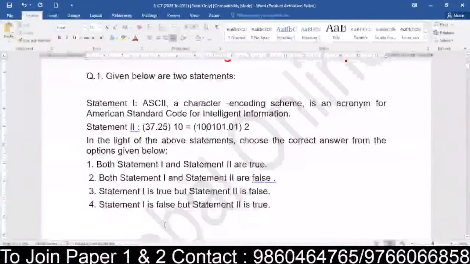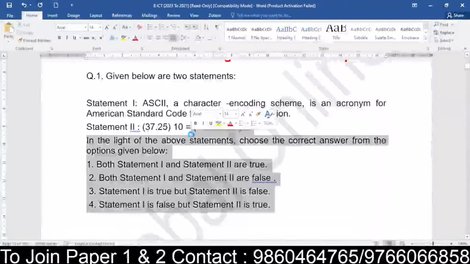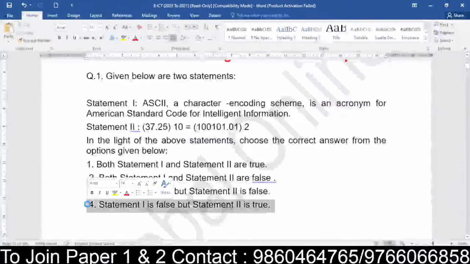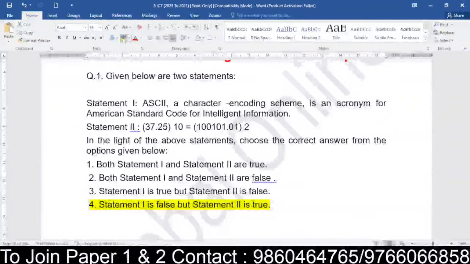So you know what is the right statement or the right acronym. See, simple points which you should not miss out. The acronym stands for American Standard Code for Information Interchange. It's not intelligent information, it is information interchange. Such a small thing. And if you solve the binary code, the answer will be this. So statement number one is false, whereas statement number two stands to be true, right?